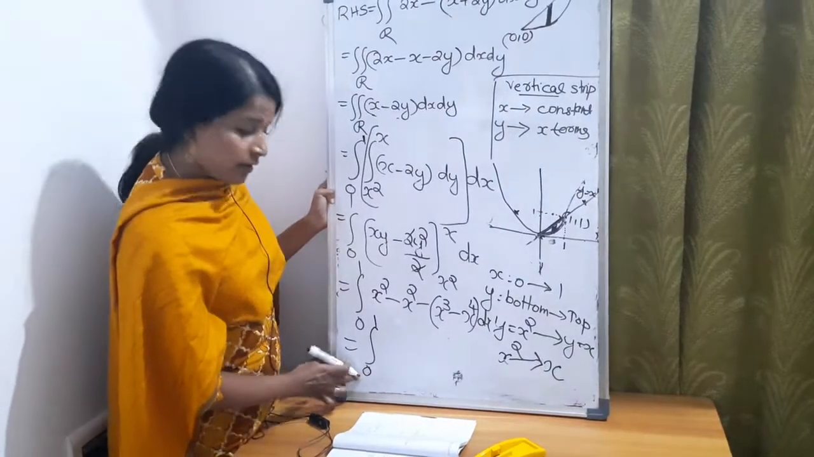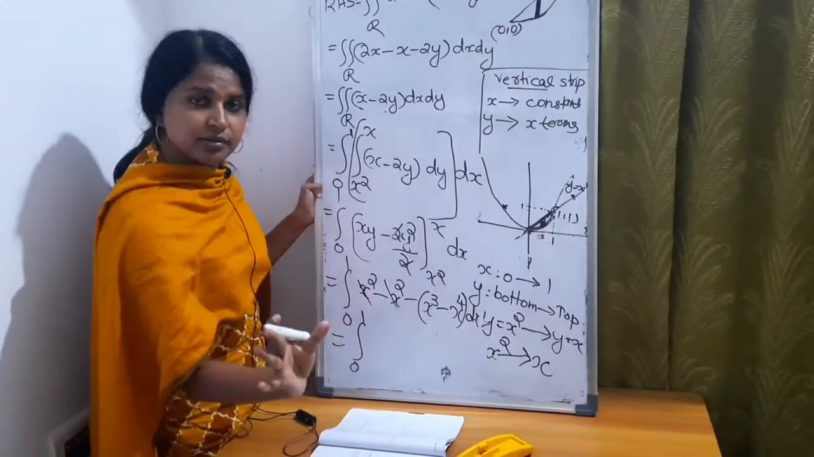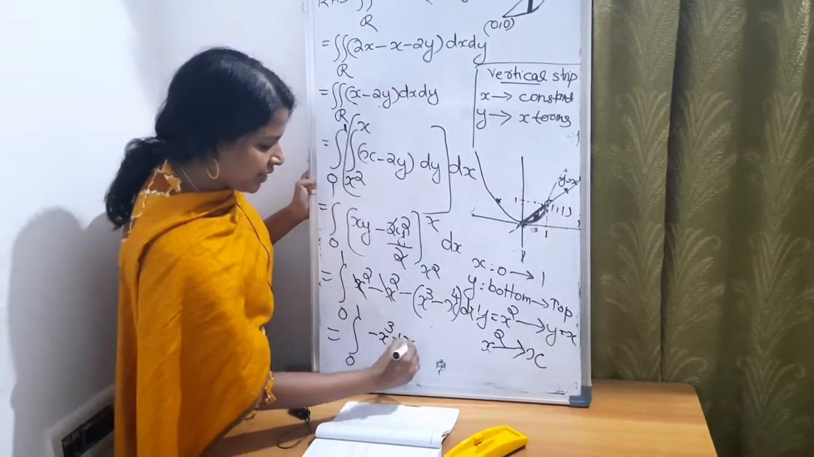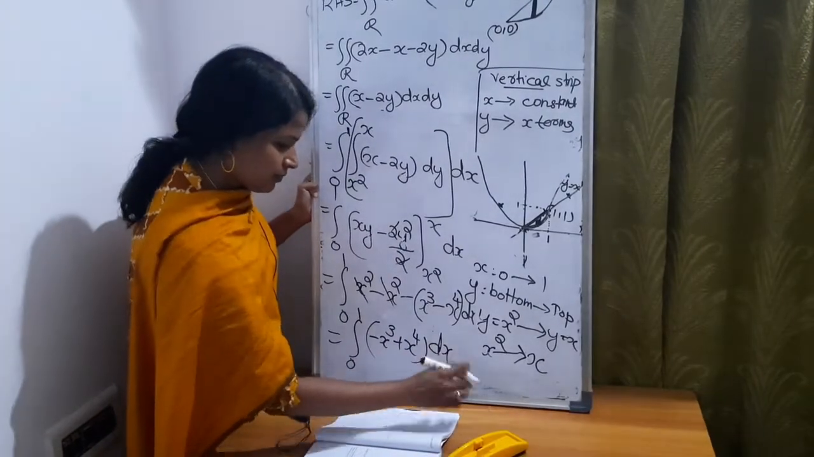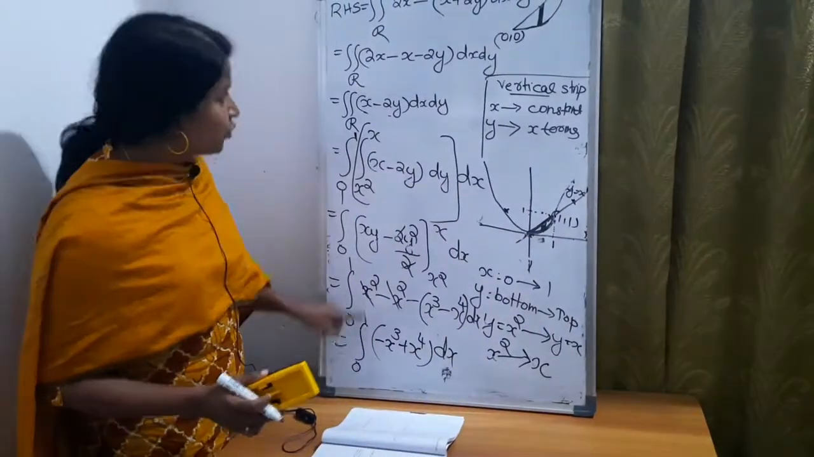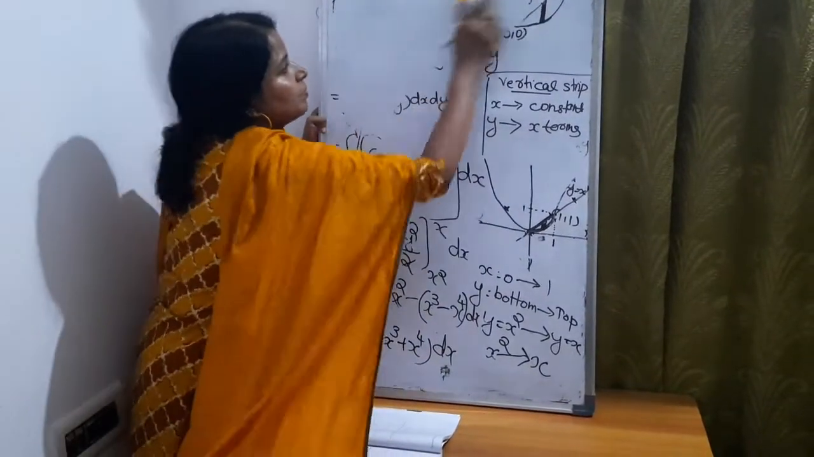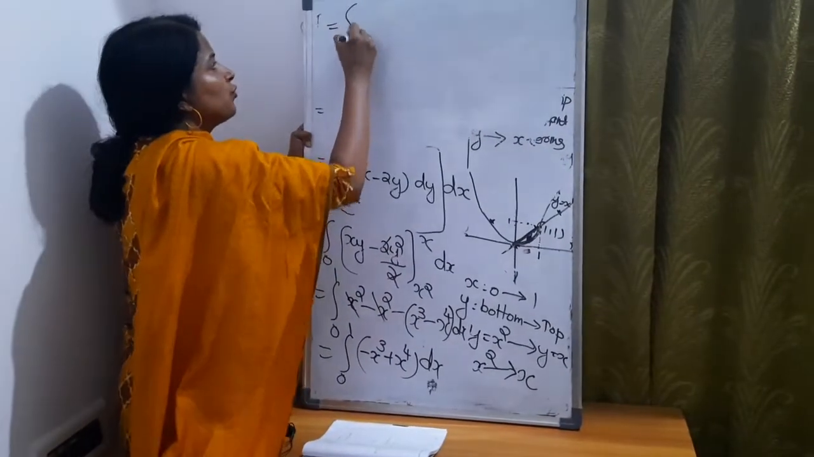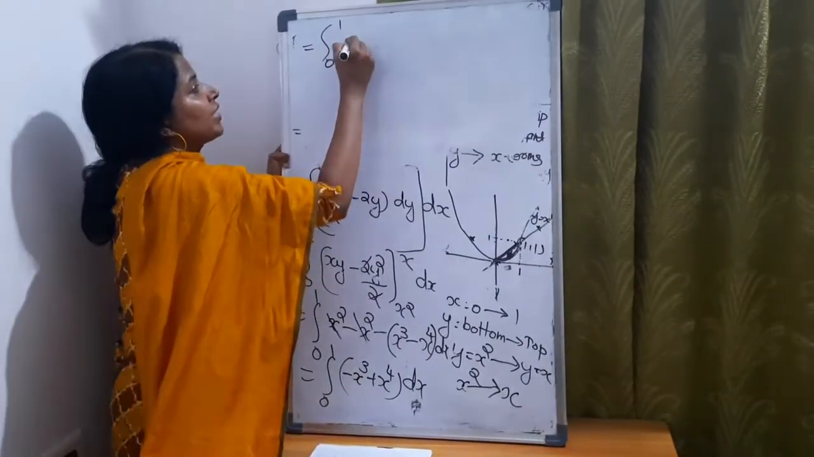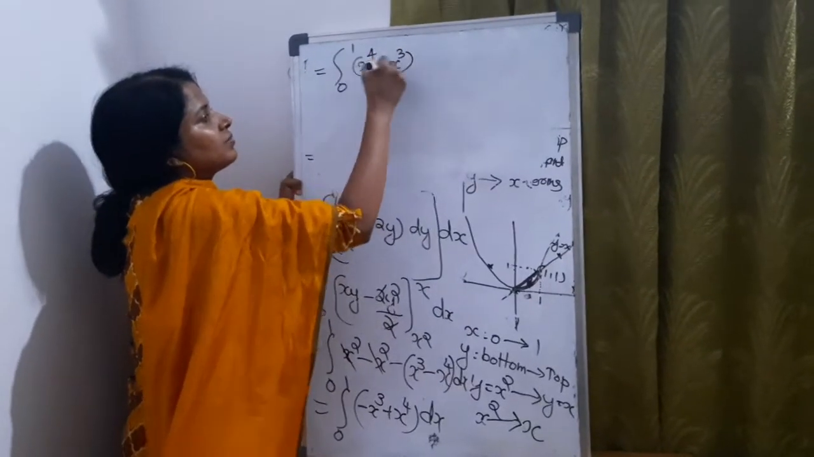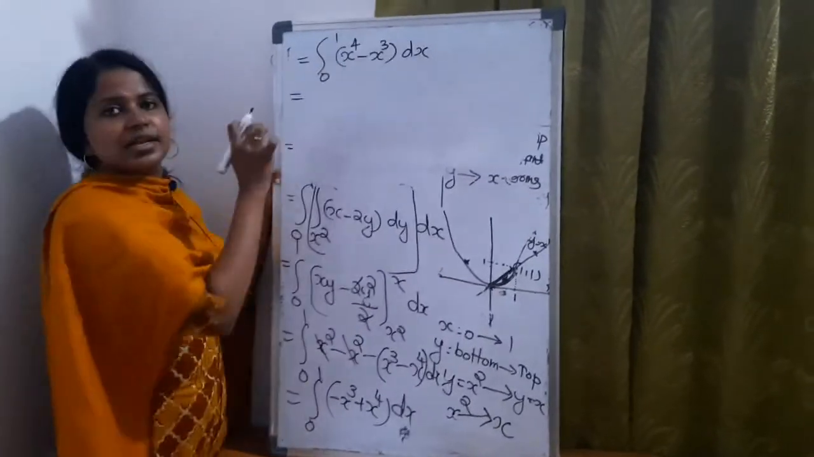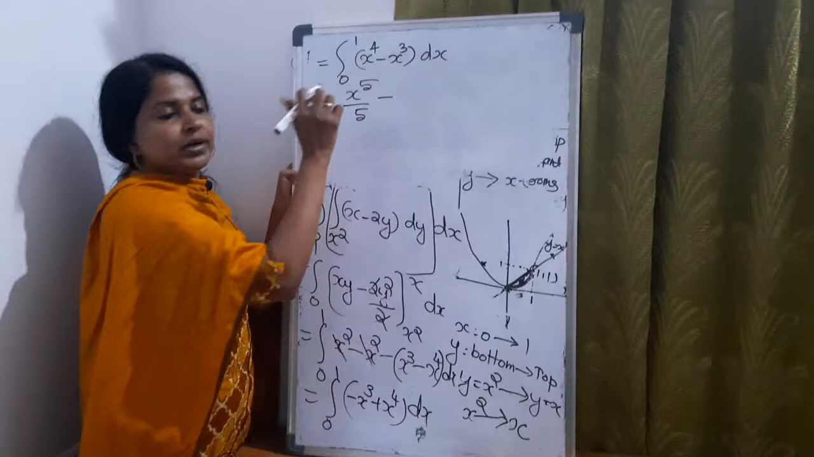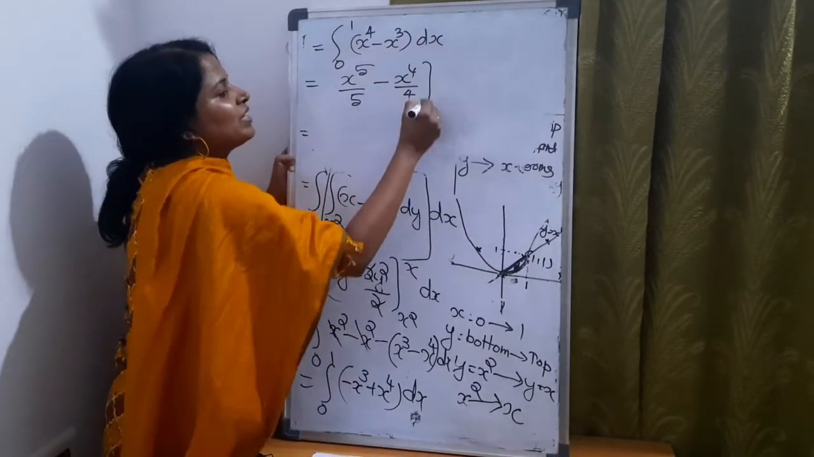Integral 0 to 1. Then x square minus x square is 0. Here minus x cube, then minus minus plus x raised to 4, dx. Integral 0 to 1 of x raised to 4 minus x cube dx. That is equal to the integral of x raised to 4, which is x raised to 5 by 5, minus the integral of x cube, which is x raised to 4 by 4. The limit is 0 to 1.